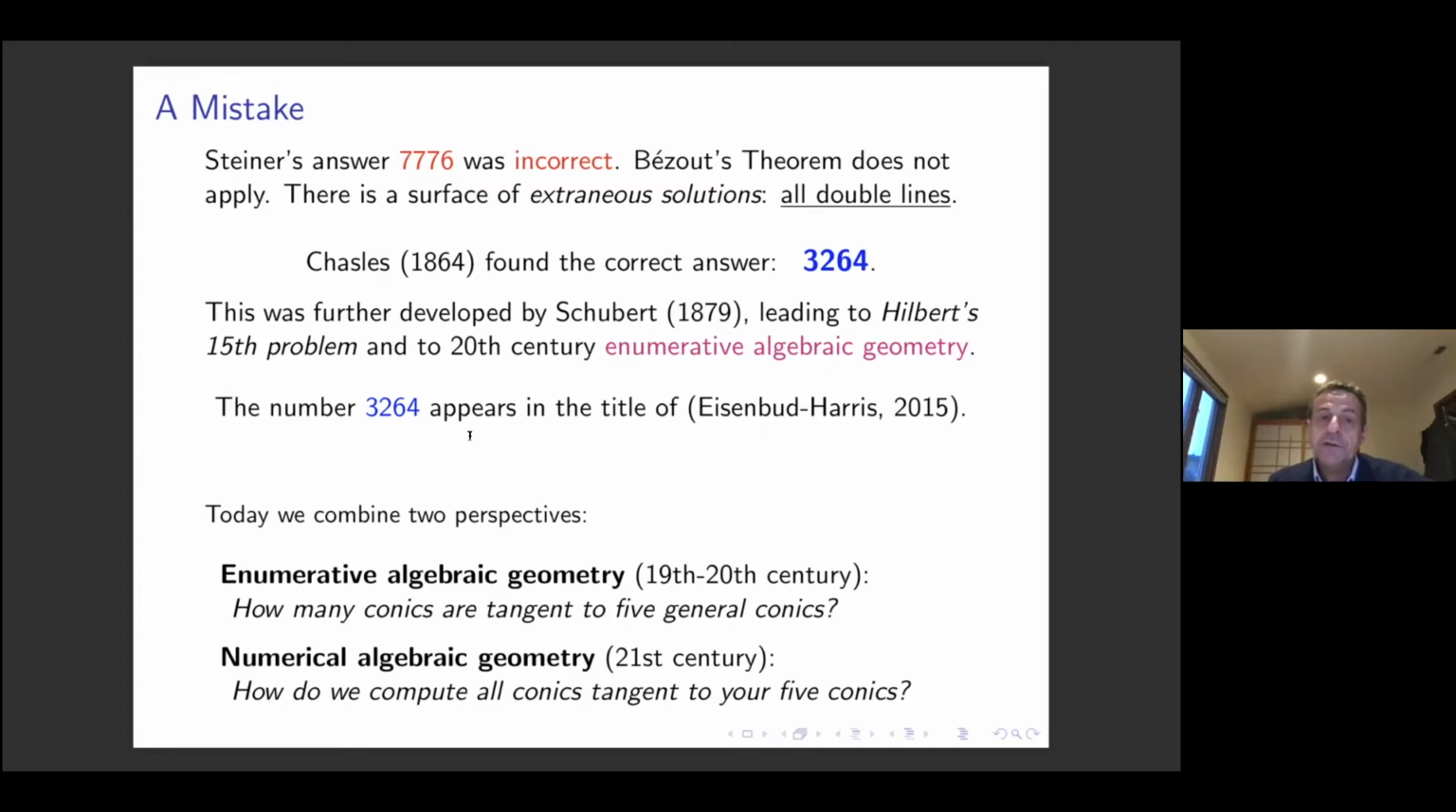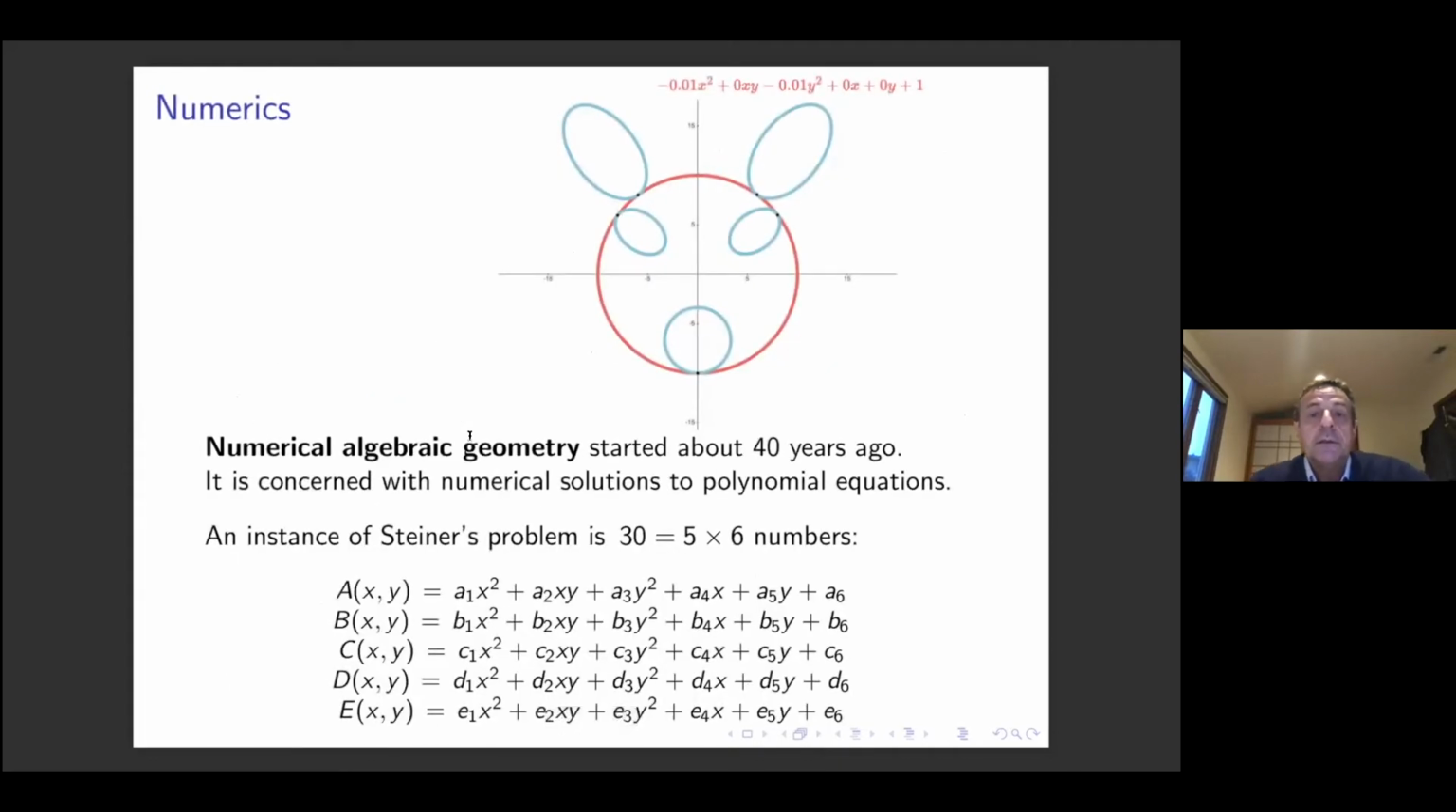Now, how do we do this? Well, let's say a few words about numerical algebraic geometry. So this question translates into a system of polynomial equations. Numerical algebraic geometry is about 40 years old now and is concerned with numerical methods for reliably solving systems of polynomial equations. So how is this a system in our case?